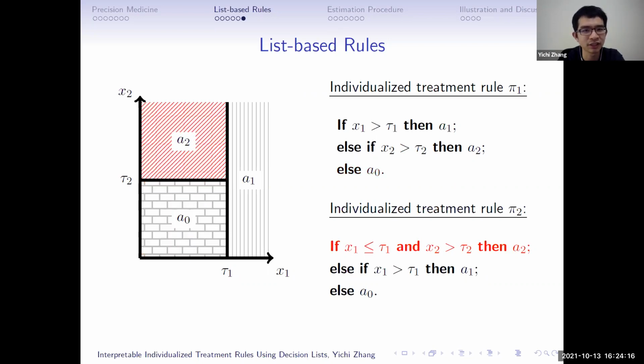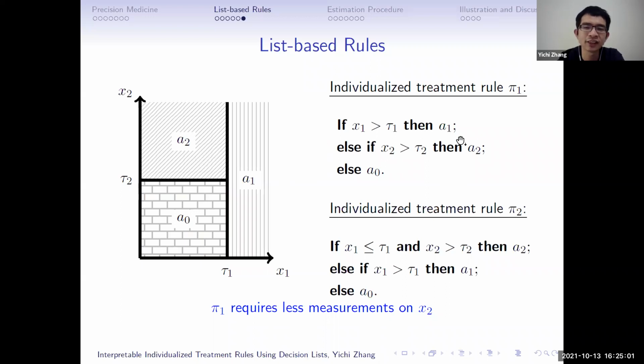On the other hand, we could start with A2, the top left rectangle. So basically, if x1 is less than or equal to tau 1 and x2 is greater than tau 2, we recommend A2. And then we move to the right rectangle. If x1 is greater than tau 1, then we recommend A1. And then we move to the bottom left rectangle for A0. And if we want to analyze the statistical properties of the procedure, we could basically define these two rules as equivalent because they give the same recommendation for every possible covariate value.